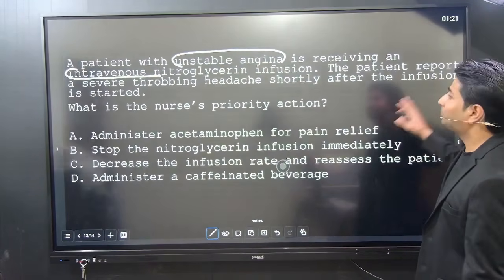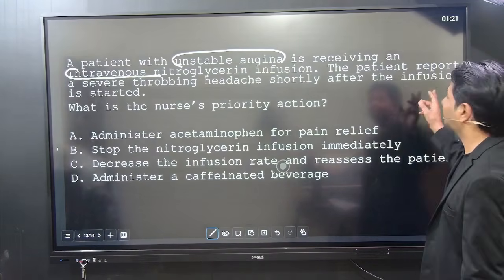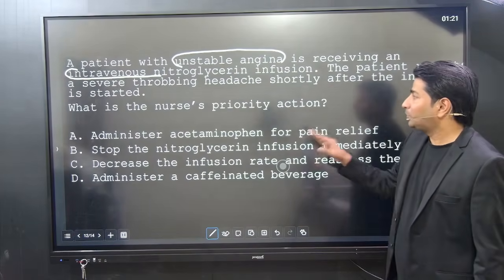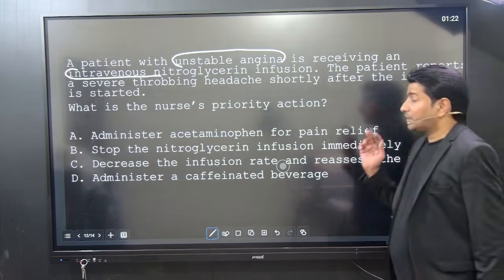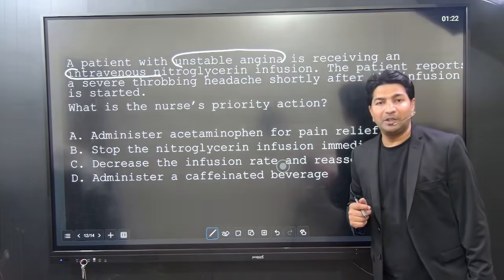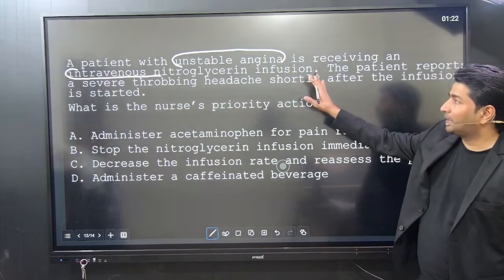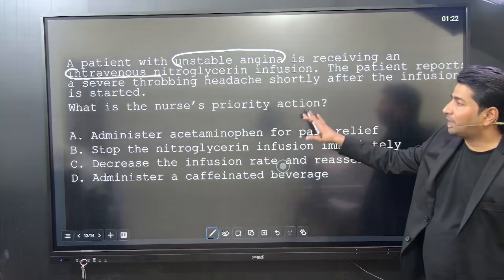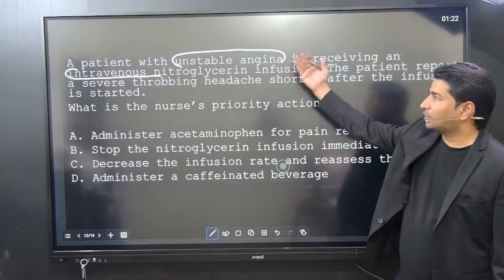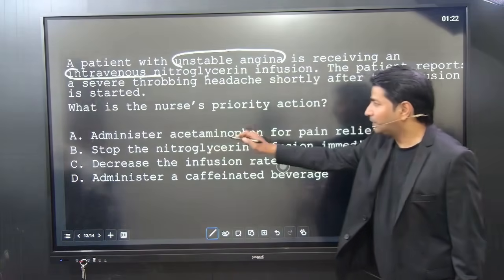The patient reports a severe throbbing headache after the infusion started. What is the nurse's priority action? What should the nurse do first? If we had given the patient a sublingual nitroglycerin tablet, we could have stopped it. But in this case, the patient has unstable angina and a severe throbbing headache, so we can't just stop it, as doing so might cause the patient to go into MI. So what will we do for this?